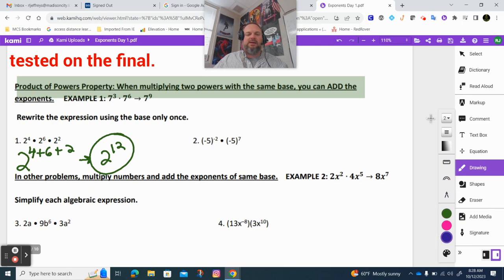Number 2, we have -5 to the -2 and -5 to the 7. Well, -2 plus 7. All right. So -2 plus 7 is the same thing as 7 minus 2, which is 5.